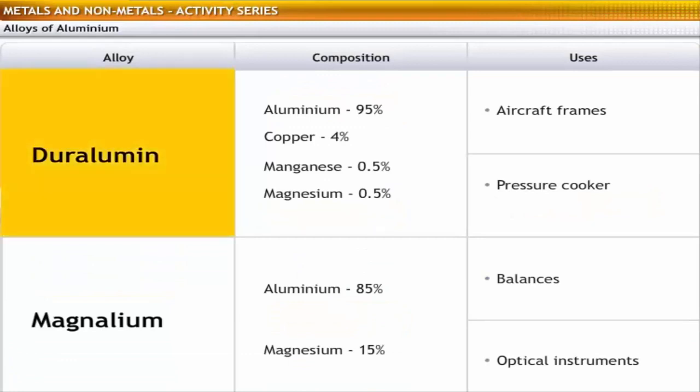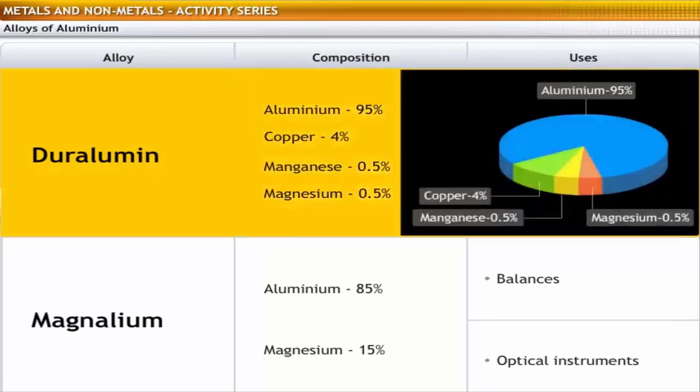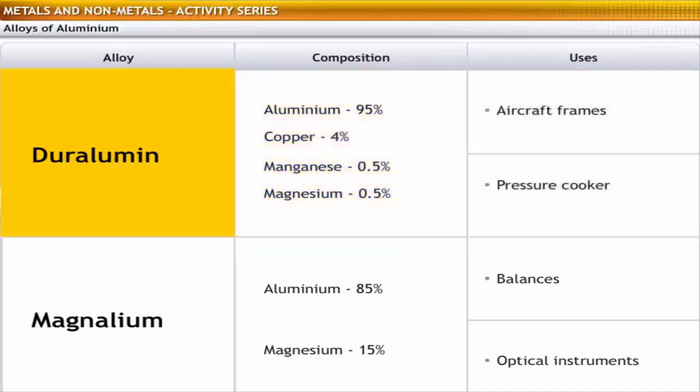Duralumin is a light and tensile alloy of aluminium. Duralumin is composed of 95% of aluminium, 4% of copper, 0.5% of manganese and 0.5% of magnesium. Let us look at some of the common uses of duralumin.